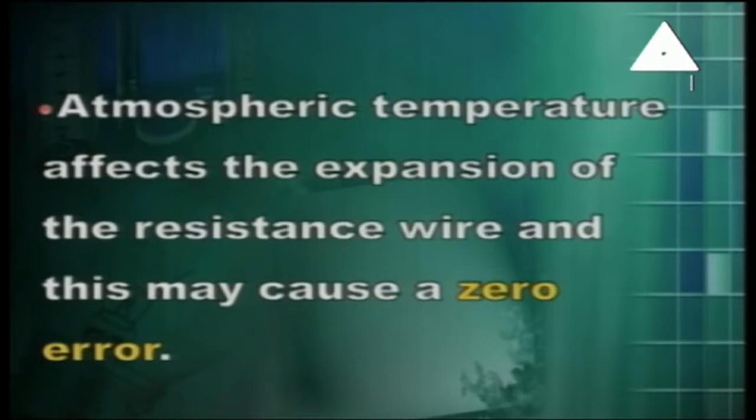Atmospheric temperature affects the expansion of the resistance wire. Atmospheric temperature means the temperature of the surroundings. It affects the expansion of the resistance wire, and this may cause a zero error.